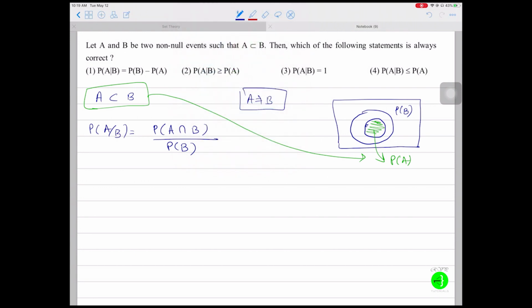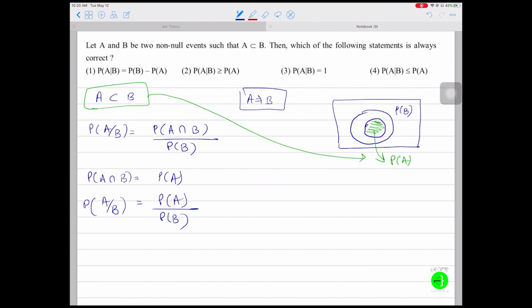So using this information, we know that the probability of A intersection B is equal to probability of A. So we can say that the probability of A given B is probability of A over probability of B. Now let's look at the options.